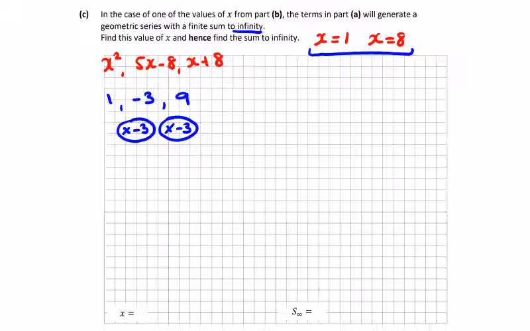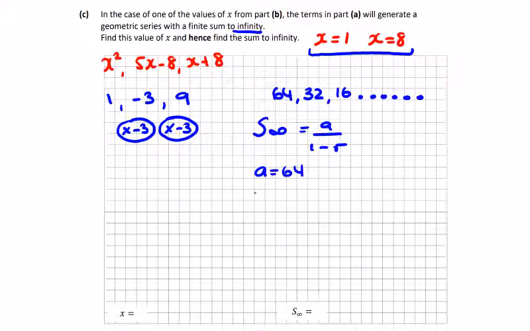So our ratio is minus 3, so it's going to actually be going down and up here, so that doesn't look like it. If x is equal to 8, we get 64. 5 8s are 40, minus 8 is 32. We're dividing by 2, and 8 plus 8 is 16. So you can see here, we do have a reducing sequence. So we want sum to infinity, which is a over 1 minus r, a being the first term, r being the common ratio, which here is 0.5. We're multiplying by a half each time. So s to infinity is 64 over 1 minus a half, which is just a half, and 64 divided by a half is 128.